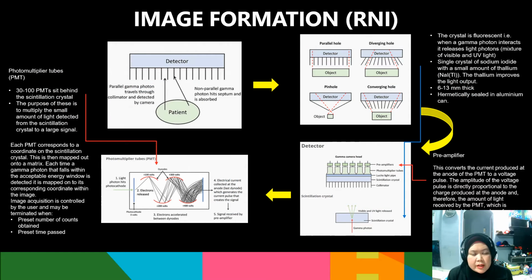For image formation in RNI, when radiation is released from the patient, it can exit at any angle and hit the detector in a location that does not correlate with the location of its origin. To overcome this, a collimator is used. With the collimator, only gamma photons that travel parallel to the collimator will be accepted. Those traveling at an angle will hit the septum, be absorbed and therefore not contribute to the image. The collimator acts as a lens to reject photons whose path means they do not hit the camera in a location that corresponds to their original location.